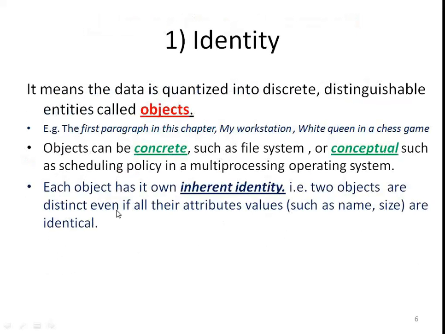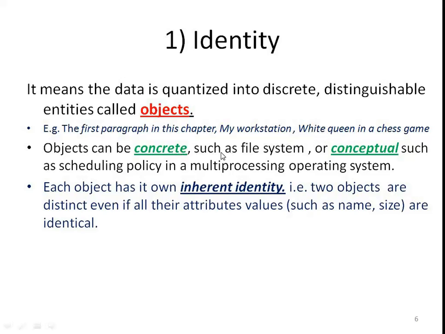The first one is identity. What do you mean by identity? It means that data is quantized into discrete, distinguishable entities called objects. So the large data is quantized into these measurable, distinguishable entities called objects. Examples of objects are given in the first paragraph of this chapter. The chapter contains a number of paragraphs, and the first paragraph is called one object. A workstation is another object. The white queen in the chess game is one object.